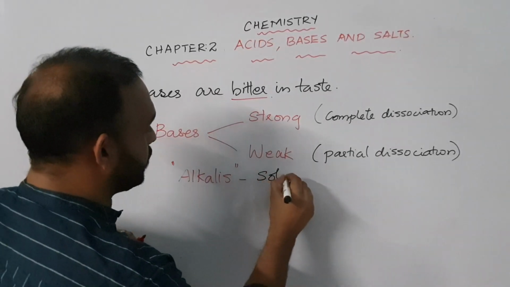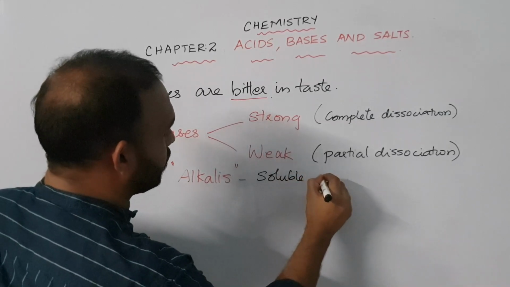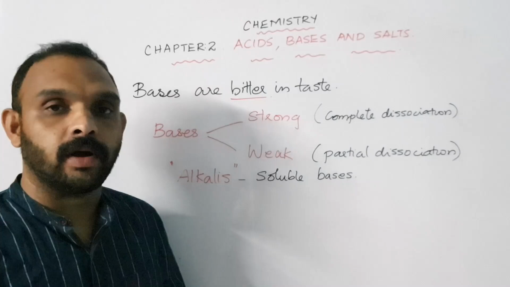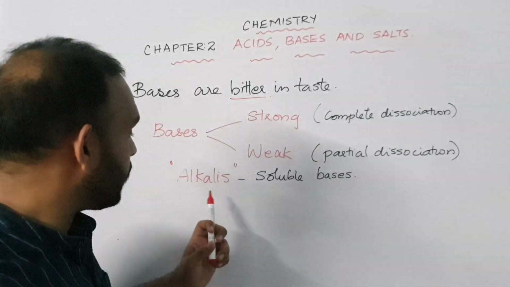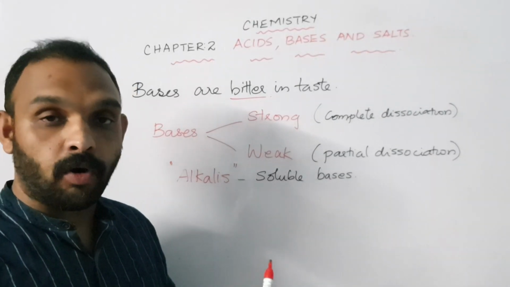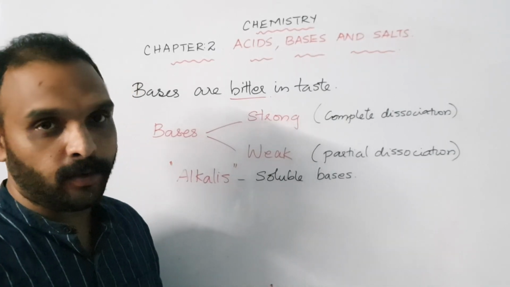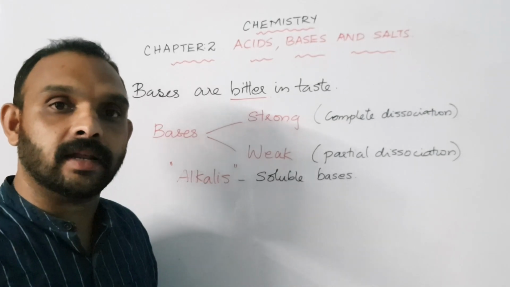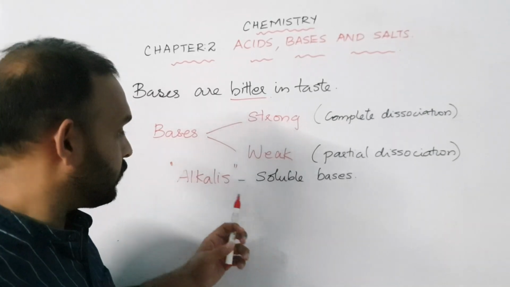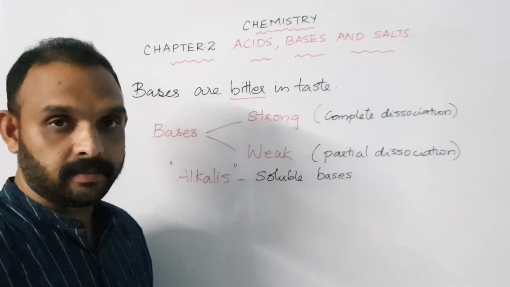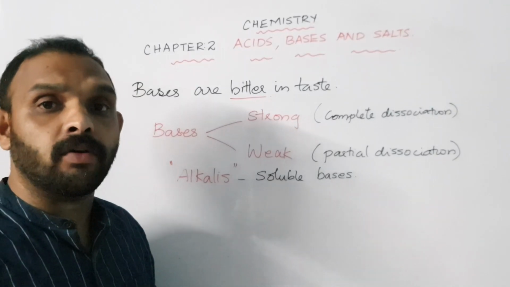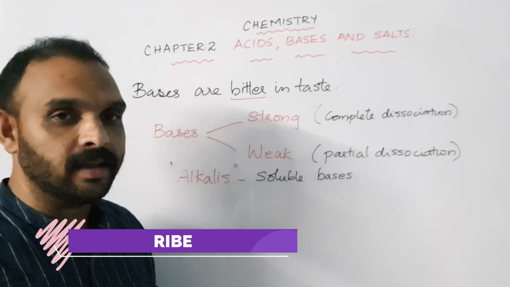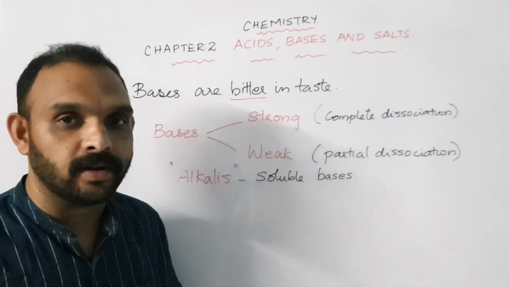So what is meant by an alkali? Bases which are soluble in water are called alkalis. Are all bases soluble? No, all bases are not soluble in water. So we can make a general conclusion based on solubility: all bases are not alkalis, but all alkalis are bases. I hope it is clear to all.